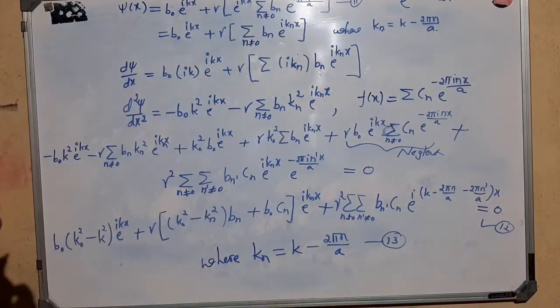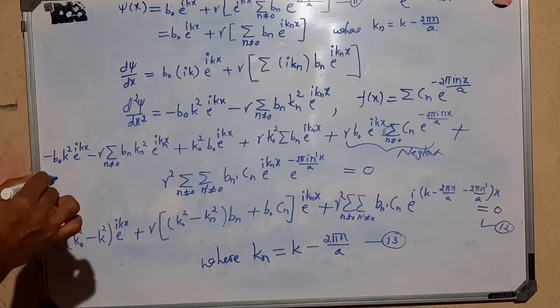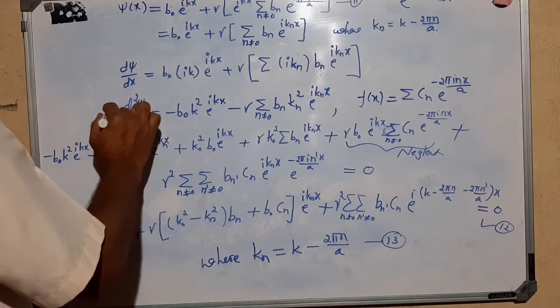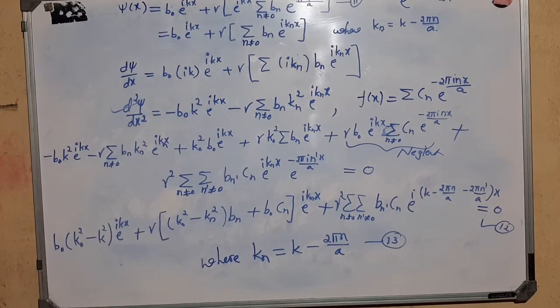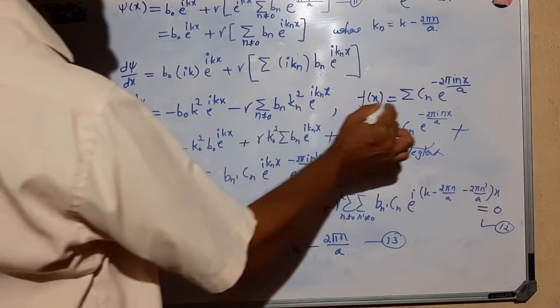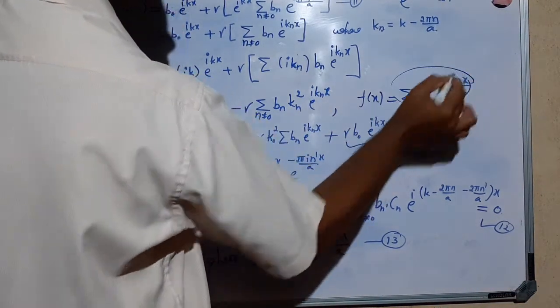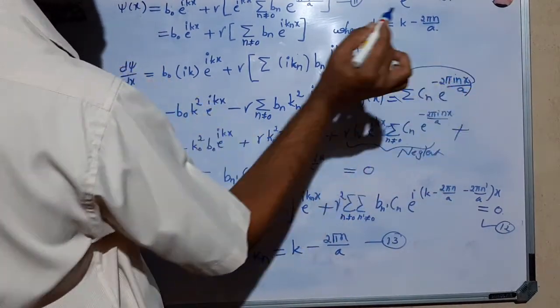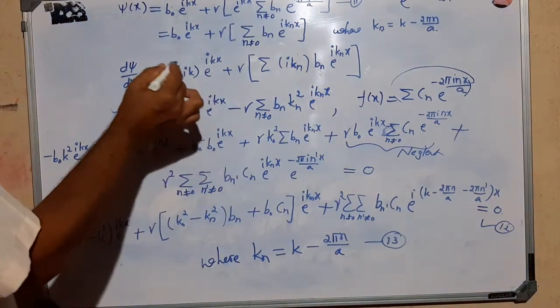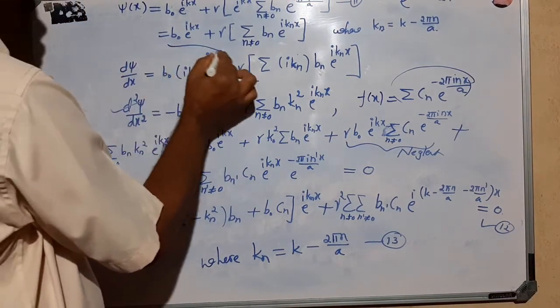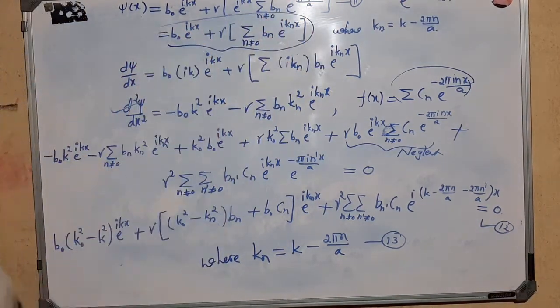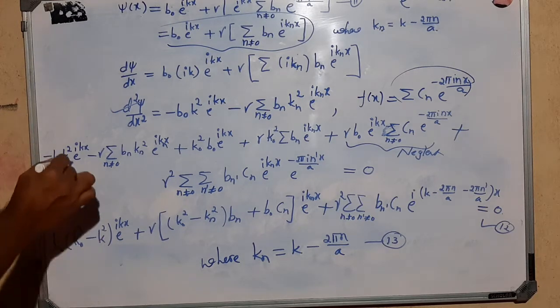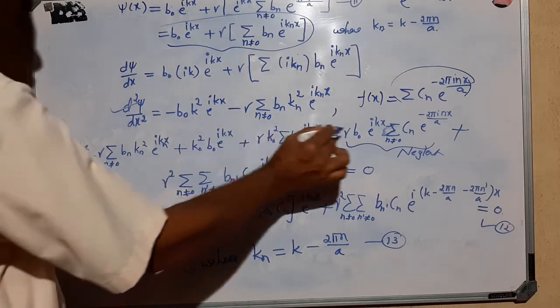Now in equation number 4, you have to substitute the value of d square xi by dx square. Then in the place of f of x, you have to substitute cn into e to the power minus 2 pi inx by a. Then in the place of xi of x, you have to substitute this. Then after substitution, you will get these terms.